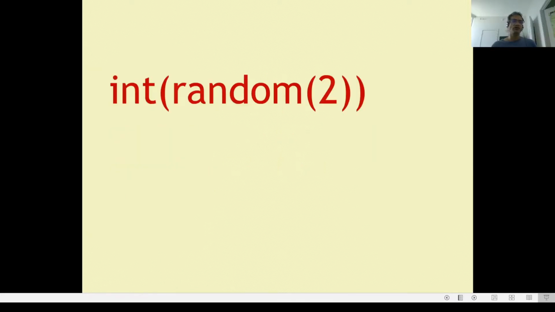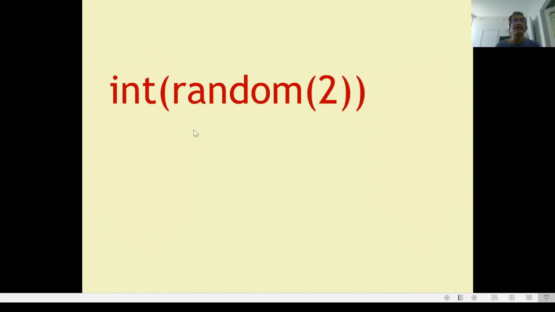Now that we know how to do that, random of 2 will give you, so let's understand this, right? Random of 2 will give you a decimal number from 0 to 2. So it could be 1.6, 1.9. It cannot be 2, but it can be 1.99, or it can actually be 0 also. So it can be 0.3, 0.79. It could be some number.